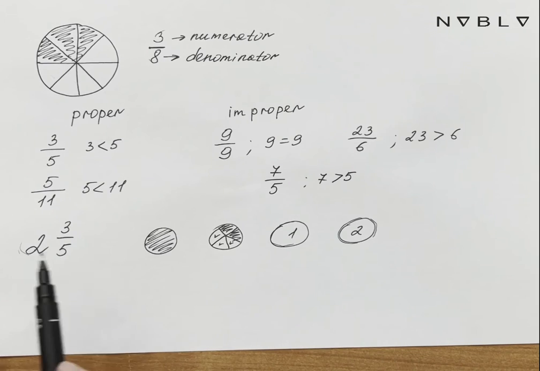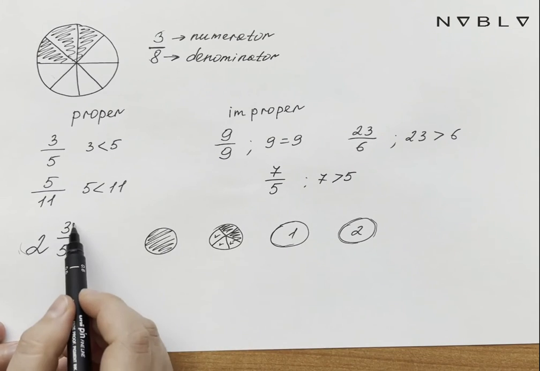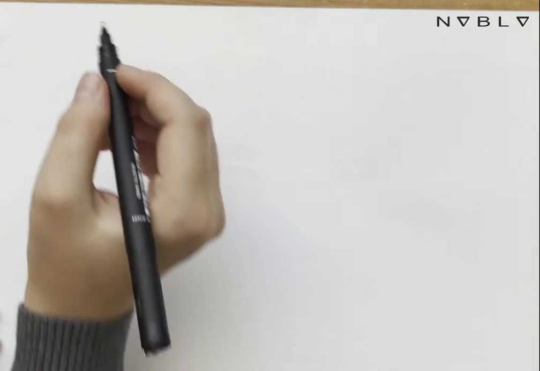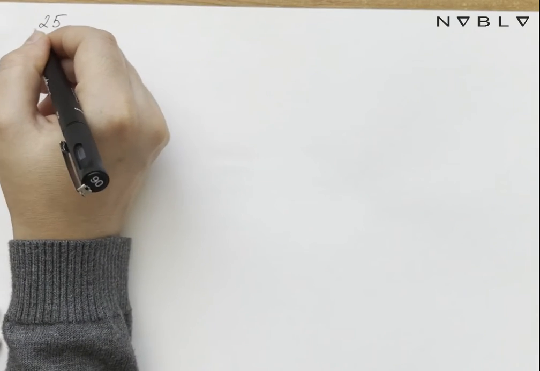A mixed number must always have a proper fraction. 3/5 is a proper fraction. Well, what do you do, for example, if we have an improper fraction? Now I will show you how to get an improper fraction from a mixed number and how to get a mixed number from an improper fraction. Okay, for example, 25/3.